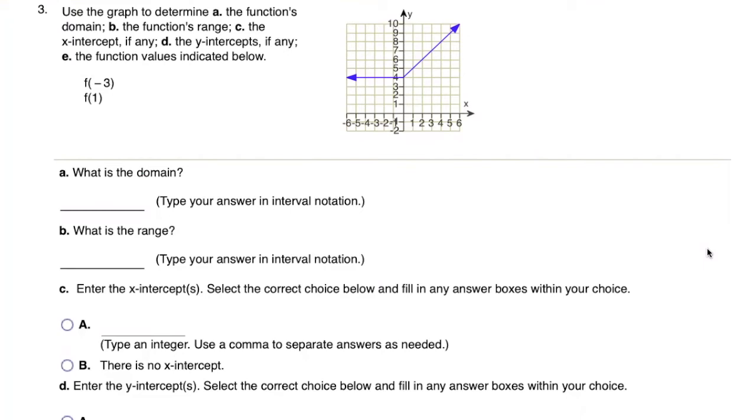So let's take a look at how that changes things. We're asked again to use the graph to determine the domain, the range, the x-intercept, the y-intercepts, and the function values. Domain means you're looking for the lowest x value and the highest x value, and then naming everything in between, because in this case, that's where the line shows up.